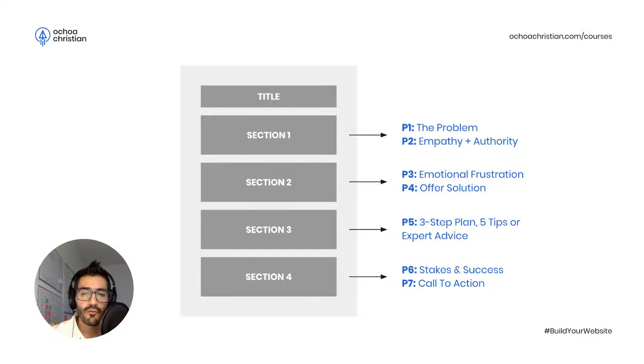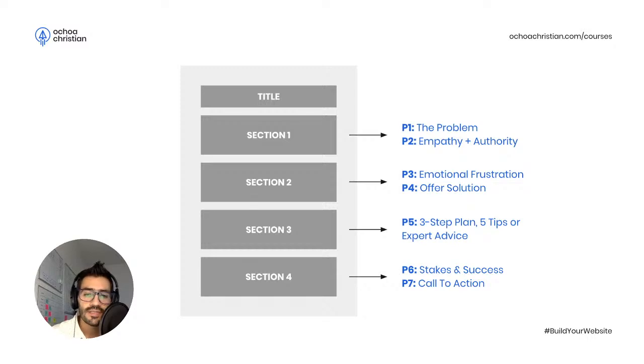In paragraph number 4, you're going to offer them a solution. So if you're having this problem, I know how it feels. I also helped people like you. I know that you can feel frustrated because of that, but probably what you need is this. So you offer the solution. On the 5th paragraph, in section number 3, you're going to talk about the 3-step plan. You can give a 3-step plan, you can give 5 tips, or you can just give your expert advice. All of that in section number 3.